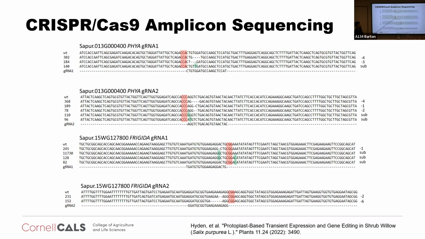So we can see either substitutions or 1 or several base pair deletions immediately adjacent to the PAM site for all of these, suggesting to us that these are in fact CRISPR edits, that Cas9 is working, and the guide RNAs are targeted in the willow genome.